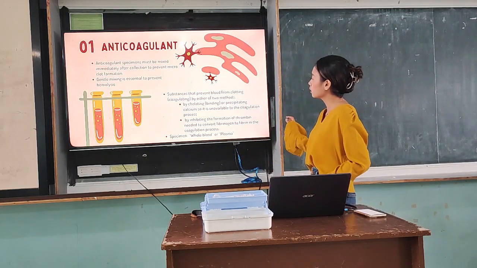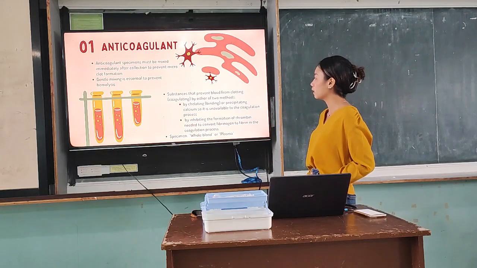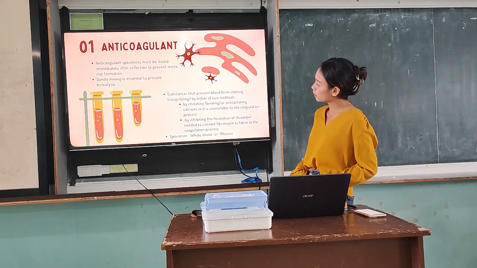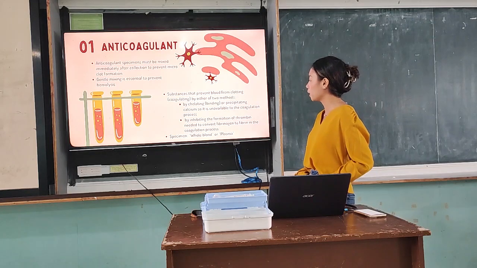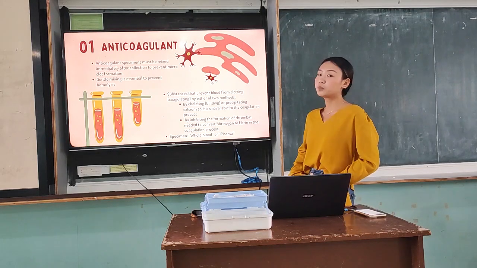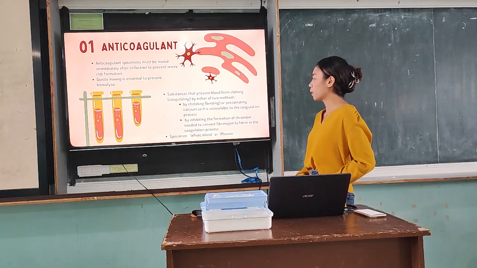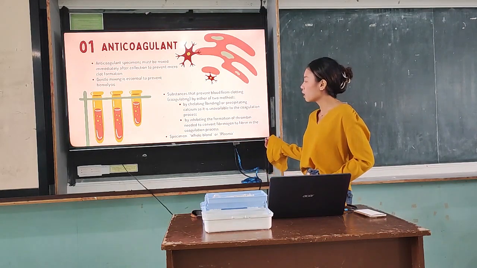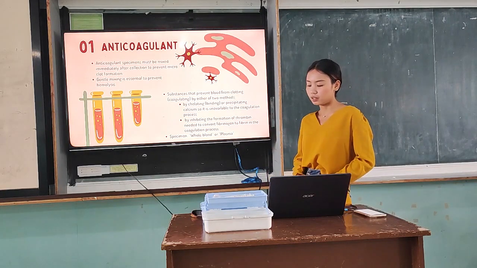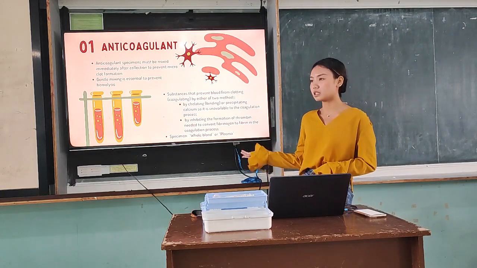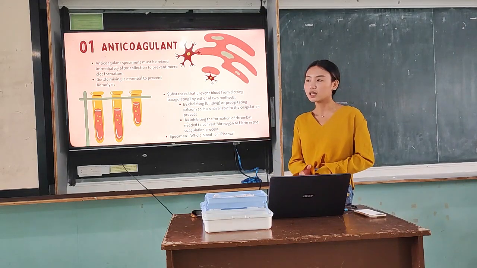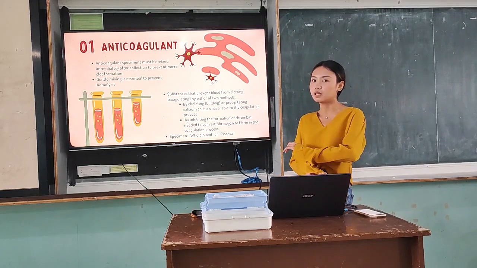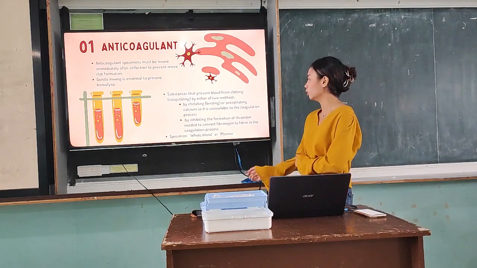So, yung anticoagulant, these are the substances that prevent blood from clotting by either of two methods. First, by chelating or binding or precipitating calcium, so it is unavailable to the coagulation process. Second, by inhibiting the formation of thrombin needed to convert fibrinogen to fibrin in the coagulation process. So, specimen natin for this is whole blood or plasma. So, syempre, kapag whole blood siya or plasma, kailangan natin ng anticoagulant kasi without anticoagulant, magkakaroon ng clotting. So, ibang specimen na yung ma-acquire to be serum gano'n.